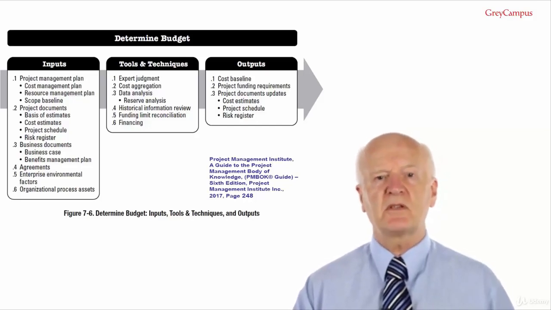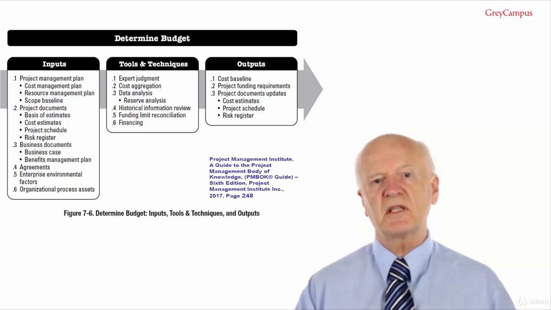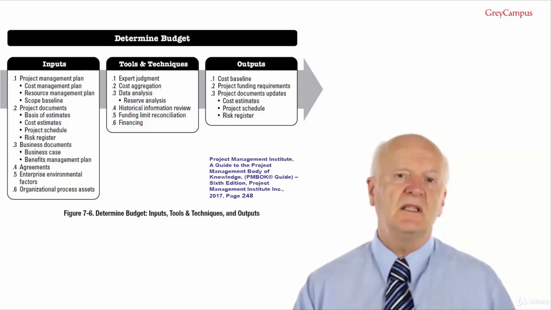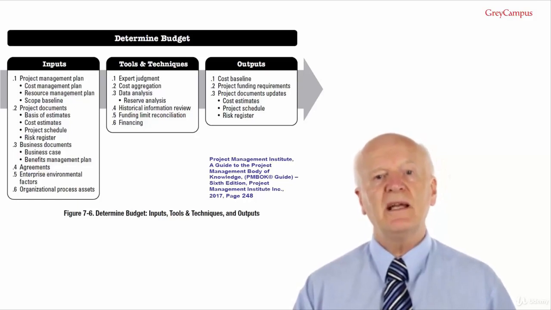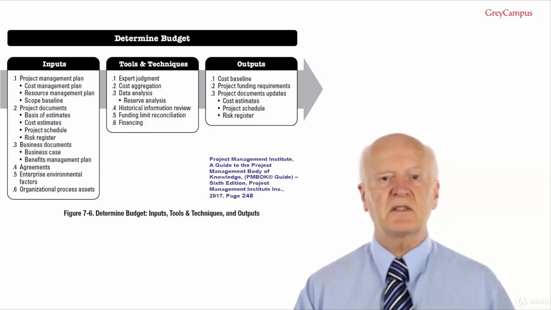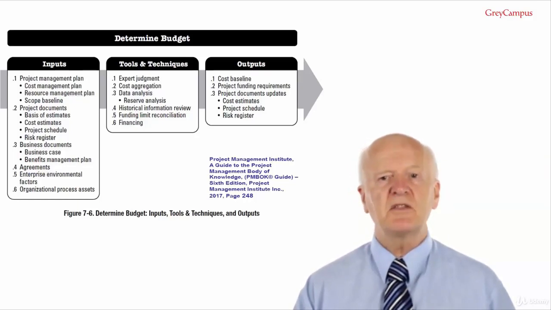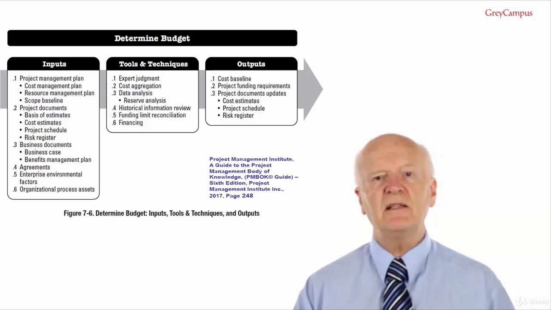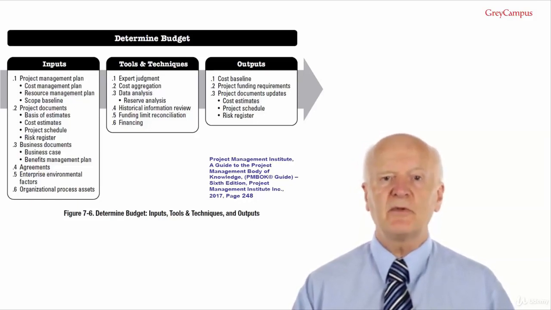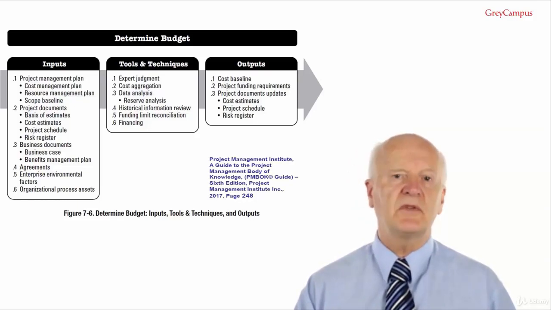Input number 3, business documents. The business documents that can be considered as inputs to this process include the business case. The business case identifies the critical success factors for the project, including financial success factors. The benefits management plan includes the target benefits such as net present value calculations, time frame for realizing benefits, and the metrics associated with the benefits.